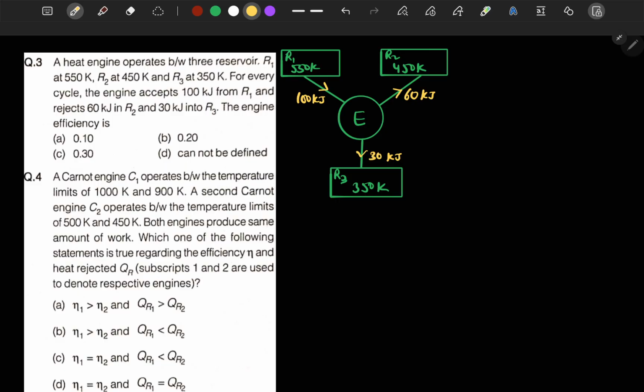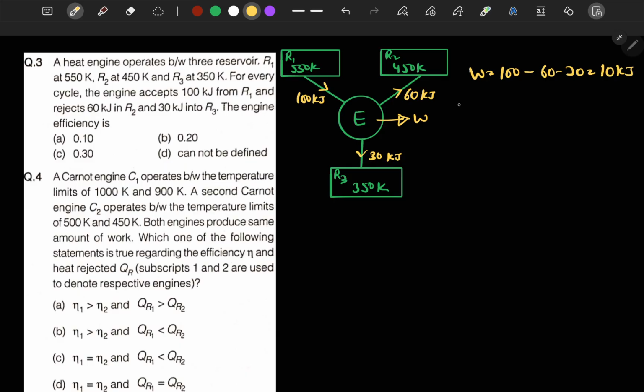Now it is asked, what will be the engine efficiency? If the engine is operating between these three reservoirs, there is certainly some work output. So let's calculate the work output first. This work output will be equal to net heat: heat received by the engine, that is 100 kilojoule, minus heat rejected, that is 60, minus 30, is equal to 10 kilojoule.